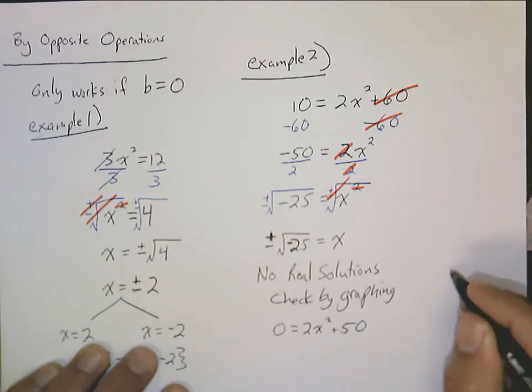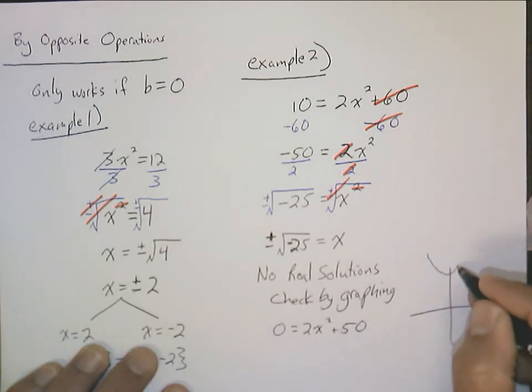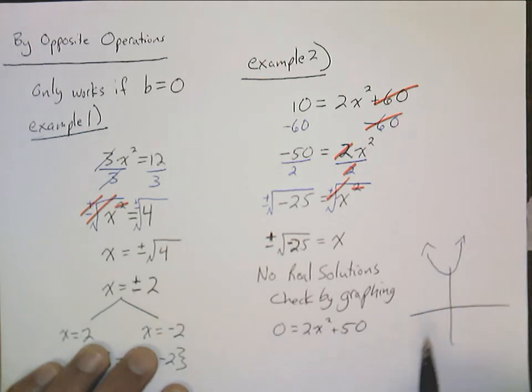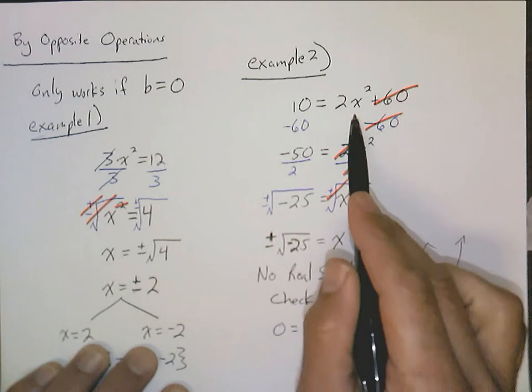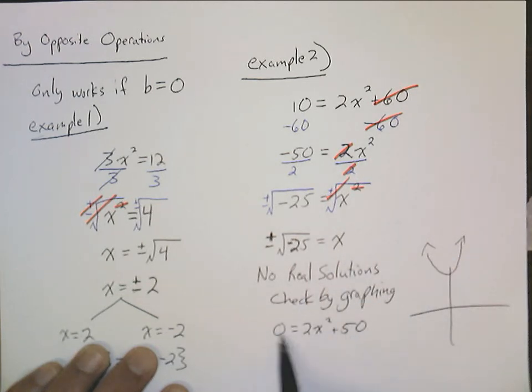That's going to be somewhere way up here, and it's never going to touch the x-axis. So solving this equation is really equivalent to finding the x-intercepts of y is equal to 2x squared plus 50. There aren't any x-intercepts, so there are no real solutions.